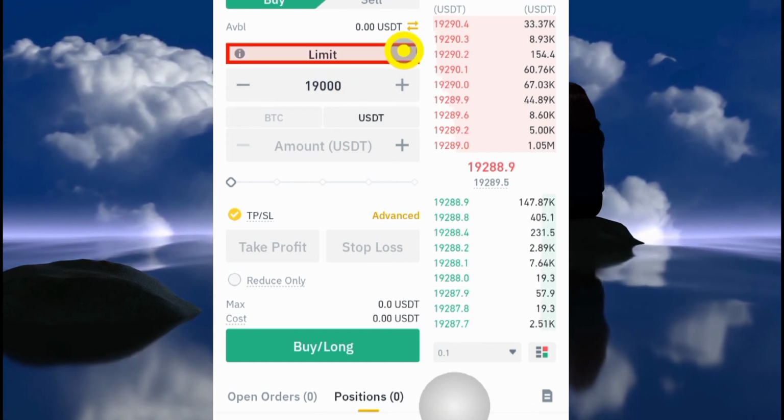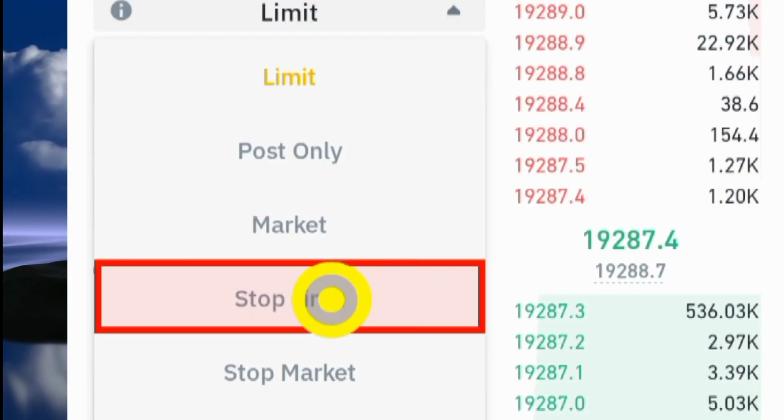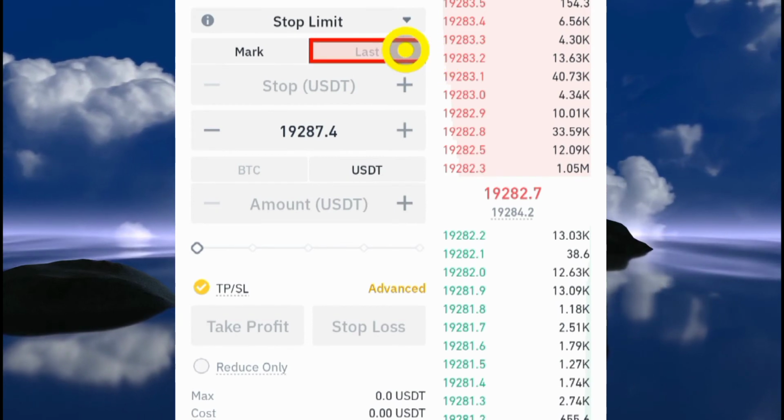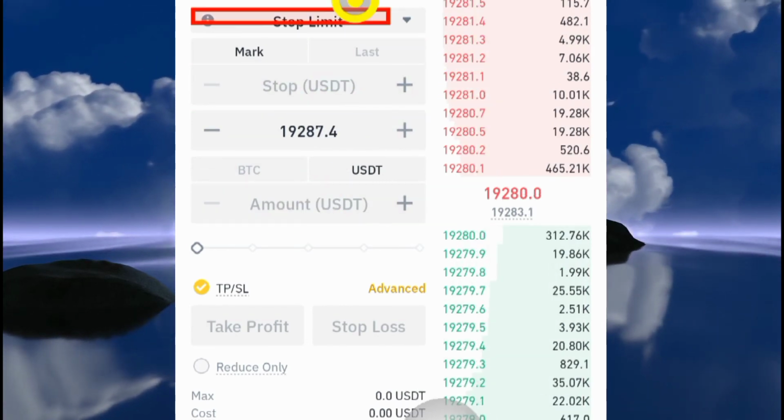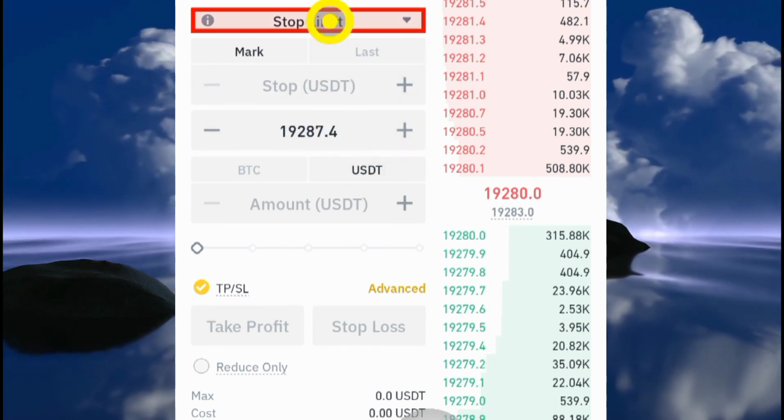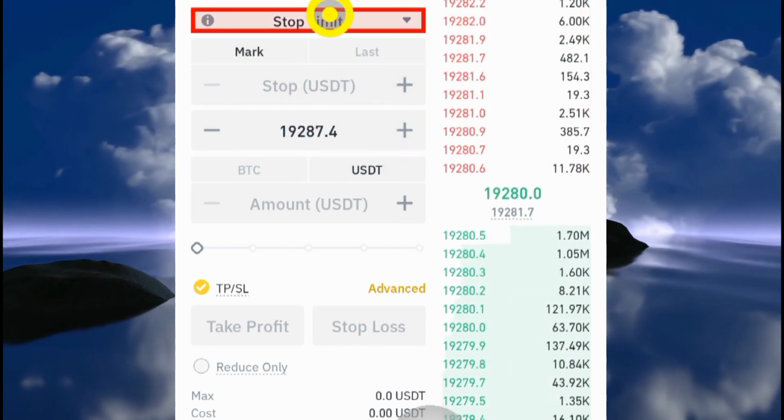The next order type is the stop limit order. So let's click on that. Now, the stop limit order is very important. You could use it to take profit, and you could also use it to stop loss. So you could use it as a take profit and also as a stop loss.